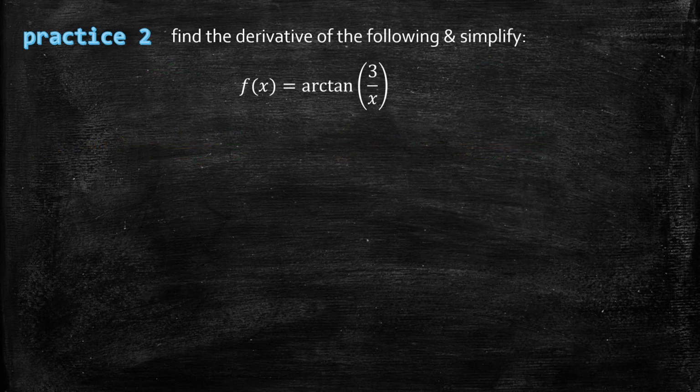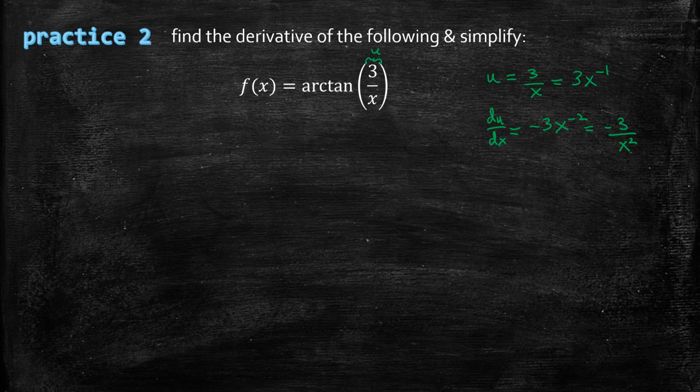So now we'll find the derivative of this function, and then we will practice simplifying after the fact. So again, the inside function, the inner function, is 3 over x. We'll call that u. And I'm doing this a little bit to the side here so we don't make any mistakes in finding du by dx. So 3 over x is really 3x to the minus 1, which means du by dx by the power rule will be negative 3x to the minus 2, or negative 3 over x squared.